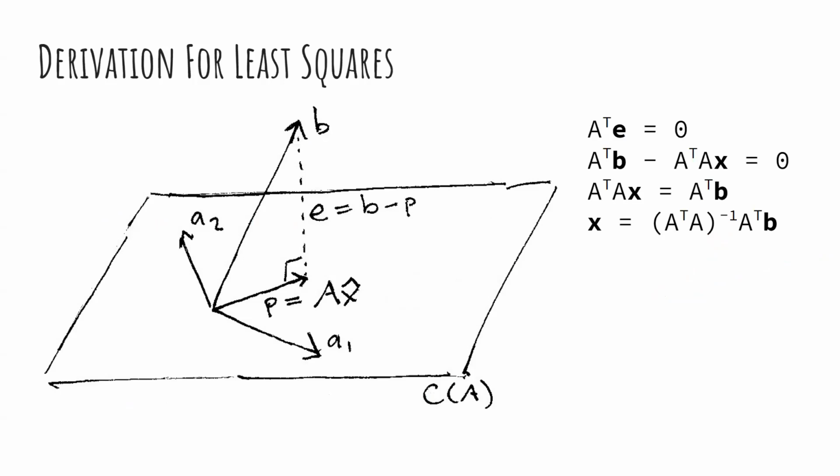Good exercise is to use the least squares formula to derive the projection. It's actually the same thing. Good. So least squares is essentially the projection of a vector onto a plane or a column space.